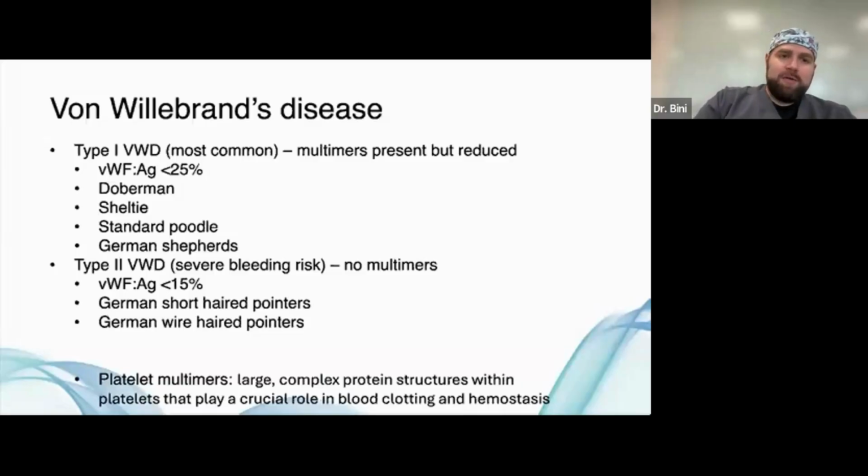Type 1 is not usually severe. There is an increased bleeding risk, but it's a moderate bleeding risk versus these German short-haired pointers or the wire-haired pointers. With type 2 von Willebrand disease, they bleed like hell. So that's a very severe bleeding risk, and you should be really careful with those patients.